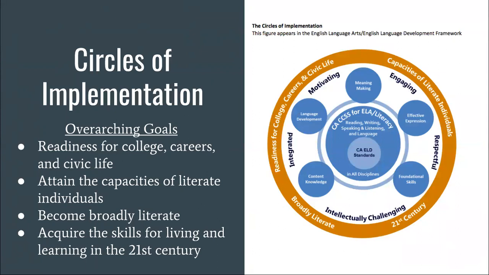The first element we'll look at is this outside circle, which are the overarching goals. With this in mind, we're looking at where students would be when they leave 12th grade. They would be ready for college, careers, and civic life. They will have attained the capacities of literate individuals. They will have become broadly literate, and they have acquired the skills for living and learning in the 21st century.